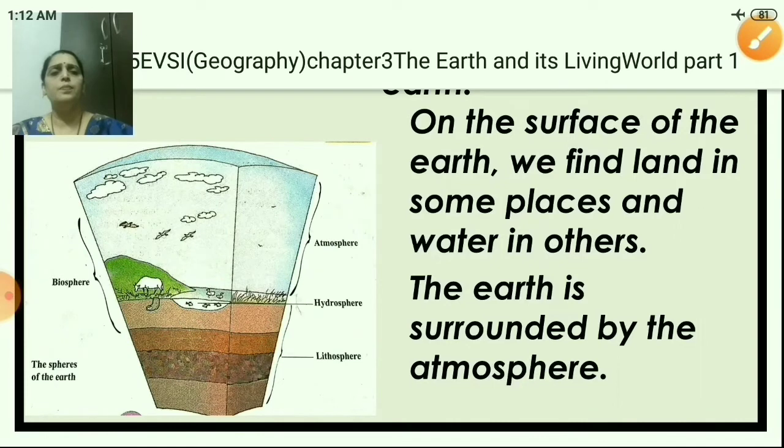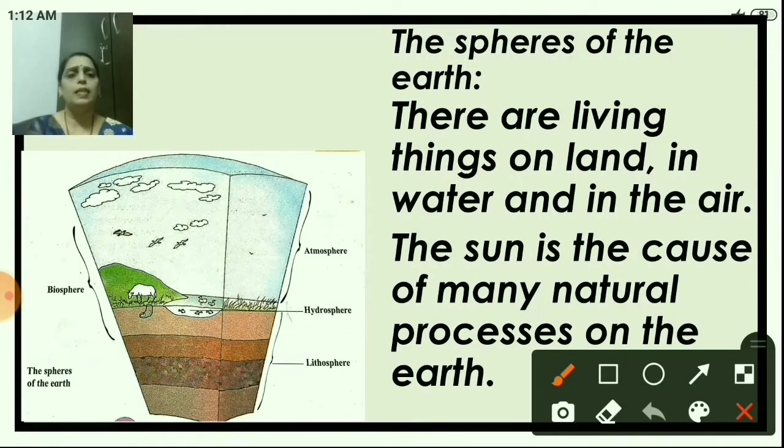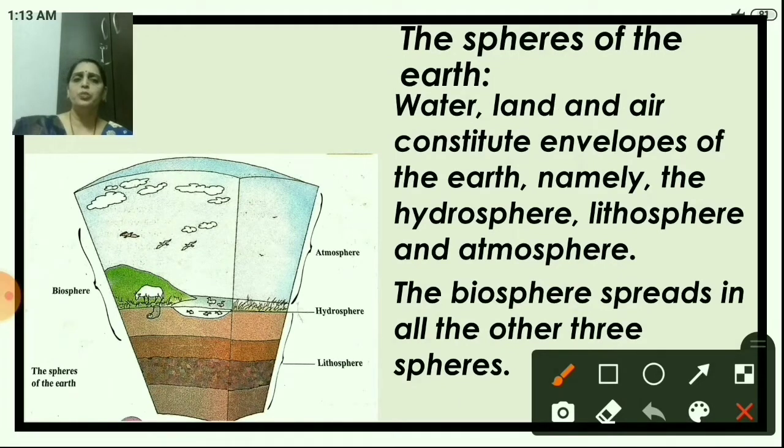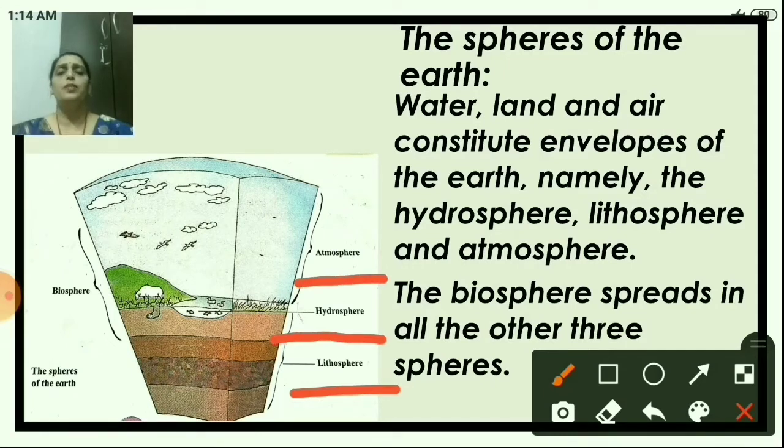Now the next, there are living things on land, in water and in air. The sun is the cause of many natural processes on the earth. You can see here the living things on land, in air and in water. Water, land and air constitute envelopes of the earth, namely the hydrosphere, lithosphere and atmosphere. The biosphere is spread in all the other three spheres. This is lithosphere, means land, hydrosphere means water, atmosphere means air, and biosphere is spread in all the three spheres.